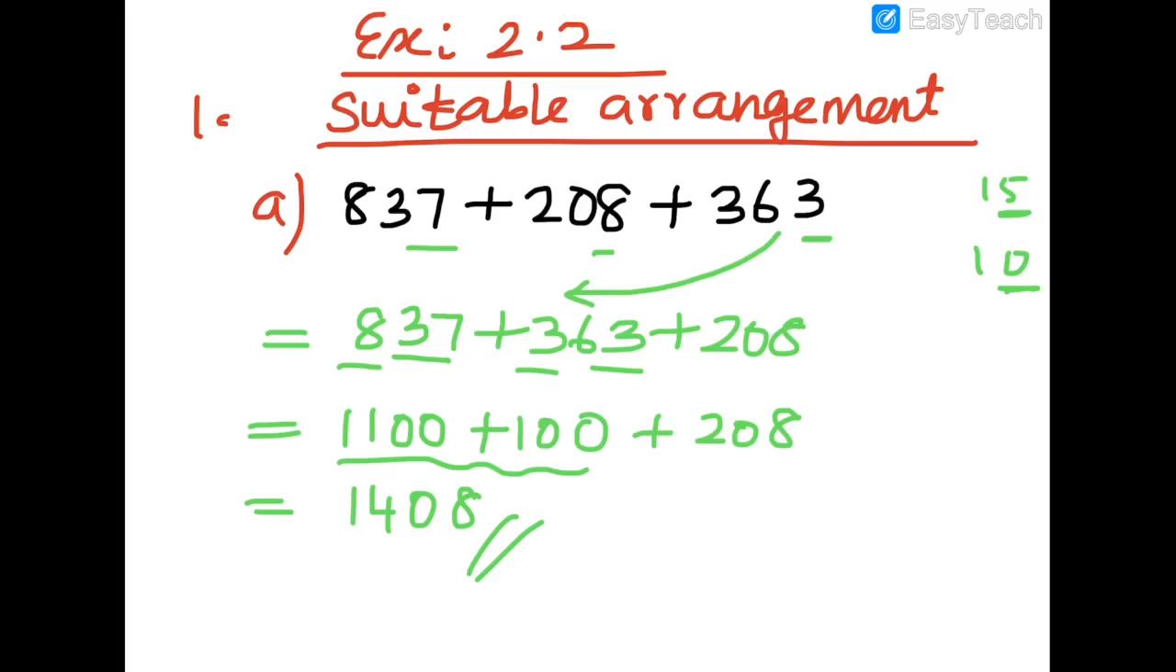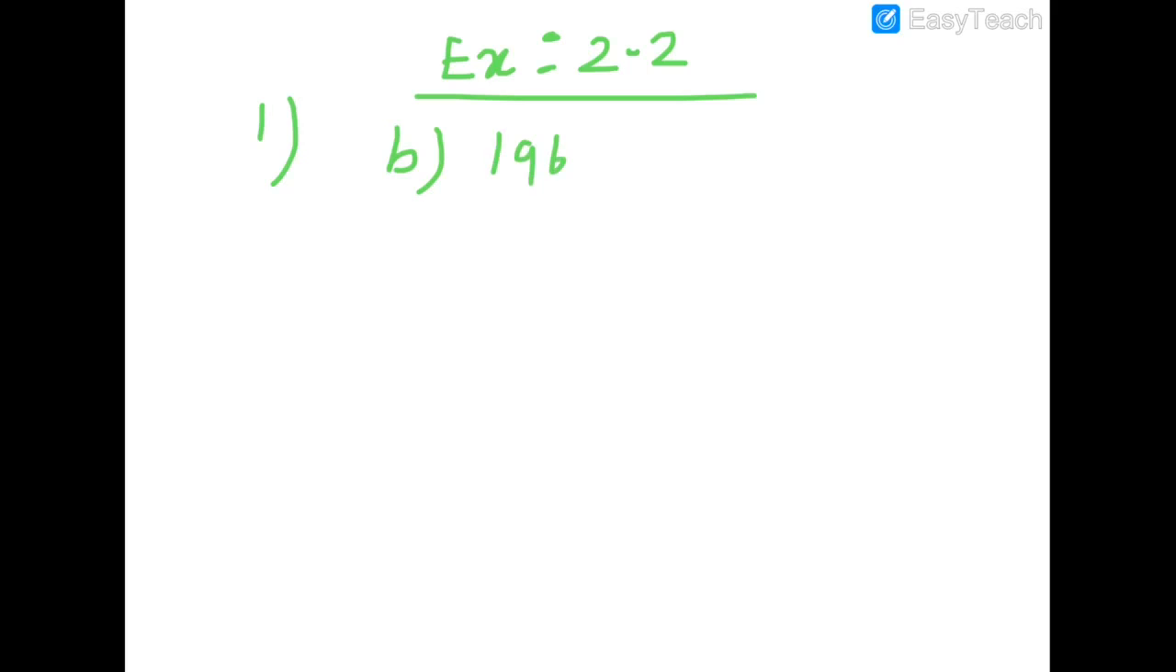Okay students, I will give one homework problem. Try to solve this one. Exercise 2.2, the B problem. The problem is 1962 plus 453 and then 1538 plus 647. In this you have to find which two numbers, if you rearrange them, can be added easily. Just try to solve this, students.